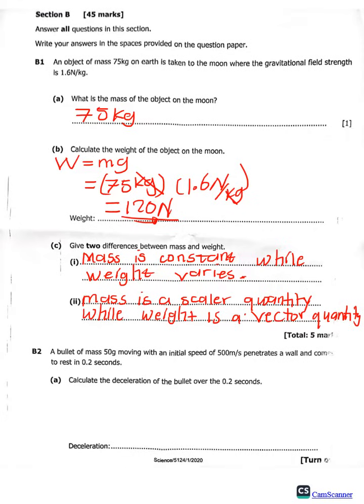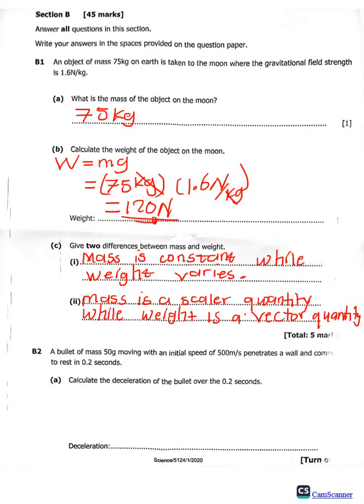It shows the magnitude only. Now for weight we are going to have the weight which is like 120, giving us the magnitude, but there will be the direction such as it will go toward the gravity. So there is direction in the weight, that's why it qualifies to be a vector quantity. Now let's move on to part 2.